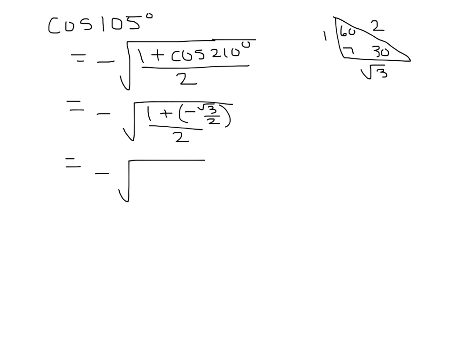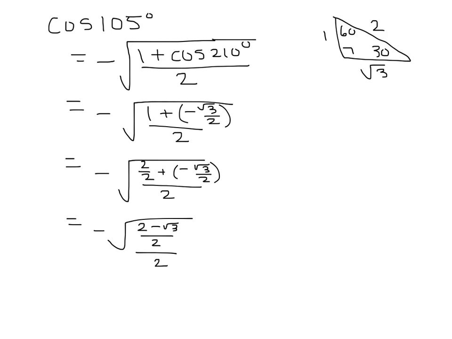The negative out front stays. We're going to write 1 as 2 over 2 so that we can add the numerator of this fraction together. So we have 2 over 2 plus negative root 3 over 2, all over 2. Adding the top together, we get negative root 2 minus root 3 over 2 divided by 2. When you divide by 2, it's the same thing as multiplying by 1/2. So we get negative root 2 minus root 3 over 2 times 1/2.